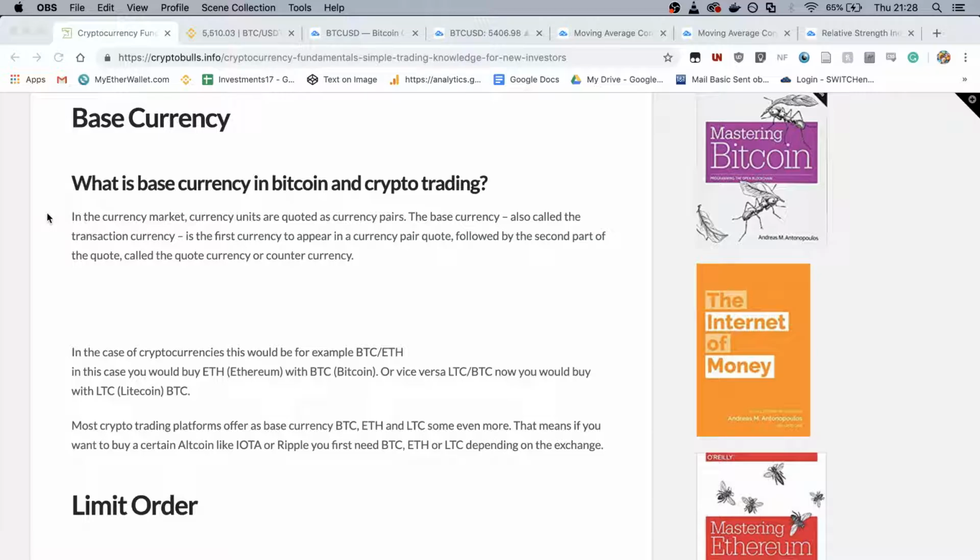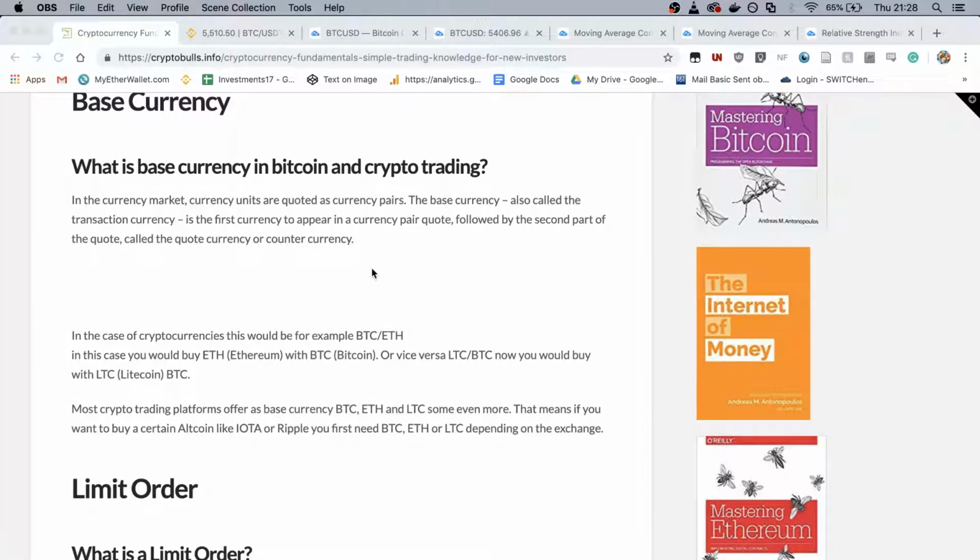This is also why very often when the Bitcoin price falls, many of the other cryptocurrencies fall as well, since everything is following the Bitcoin price, since most of the other cryptocurrencies are traded against Bitcoin.